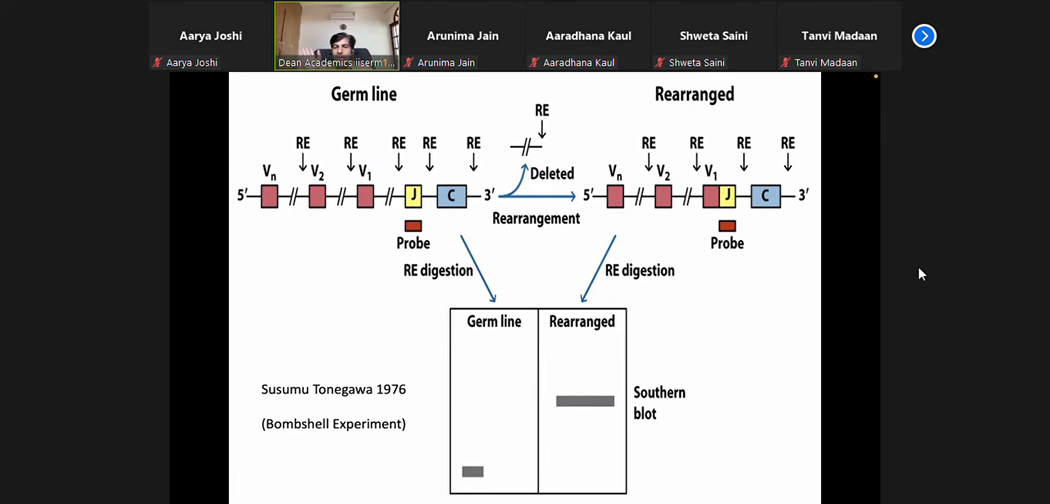And then he generated a lot of these libraries to show that these are different clones, different sequences, and so forth, right? Because of performing this experiment, obviously Tonegawa was given the Nobel Prize, I think in probably 1987, right? When was it?